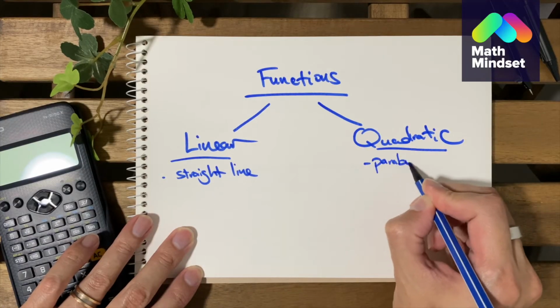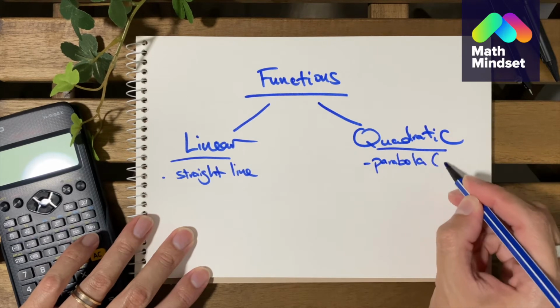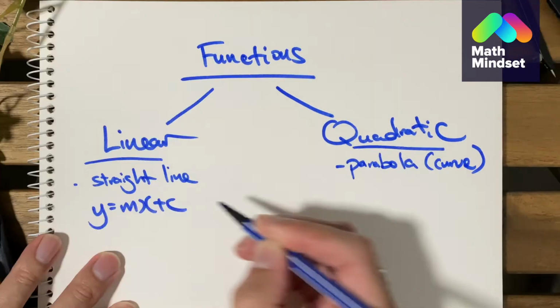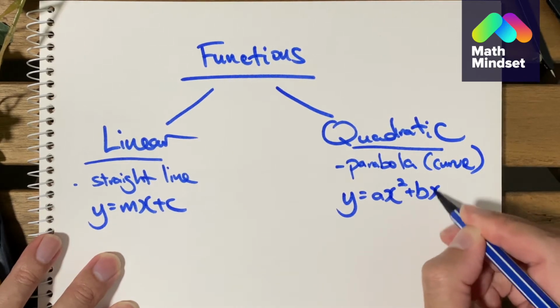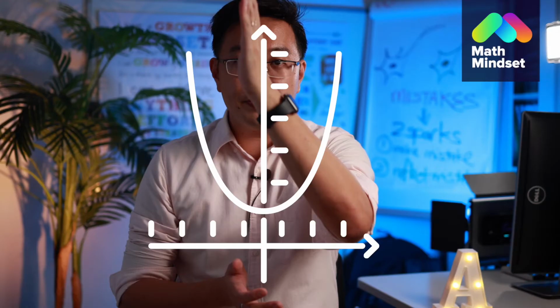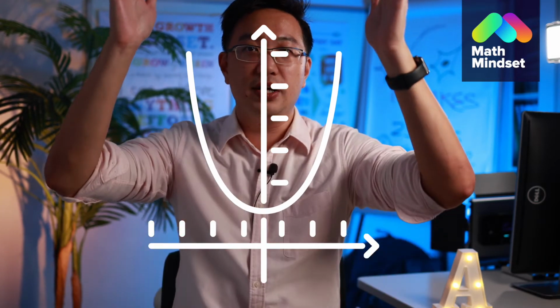And we have quadratic equations that look like y = ax² + bx + c, and they usually take the form of a curve. It's going to be symmetrical, and we call this a parabola. The line of symmetry is at the minimum or the maximum point. The curve is symmetrical. And we are going to focus on linear functions today.